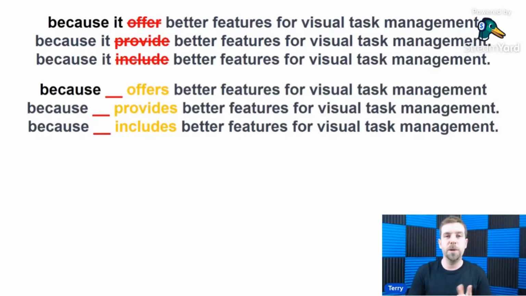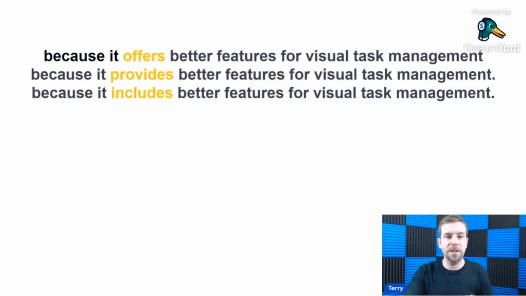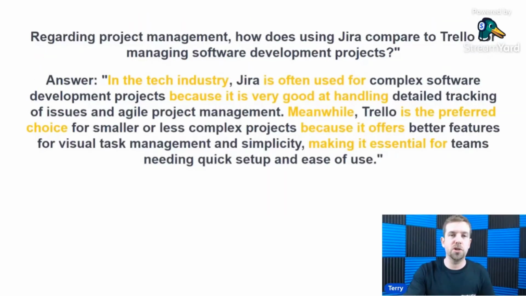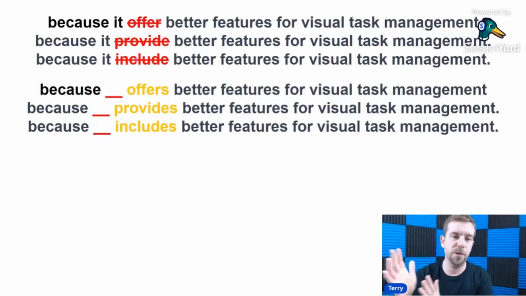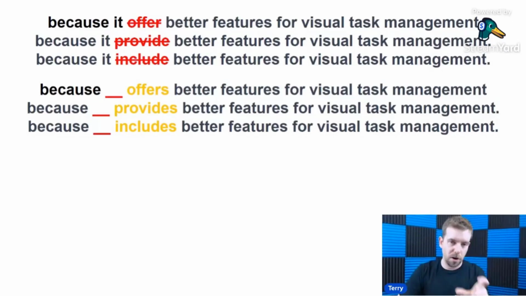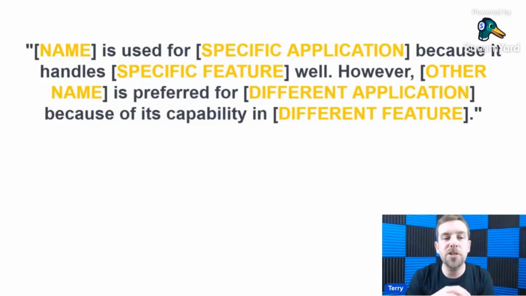Now, two possible grammar mistakes when you are building your sentence with "because it offers." Mistake number one is to forget the S: "because it offer," "it provide," right? And then the next thing is, if you're talking about a situation or a framework, in this case, we're talking about Jira or Trello, so it's a thing. We need to use "it." If you look at the next three sentences, "because it offers better features." Now, the problem is, in a lot of other languages, you don't need the word "it," but in English, you always need it, right?